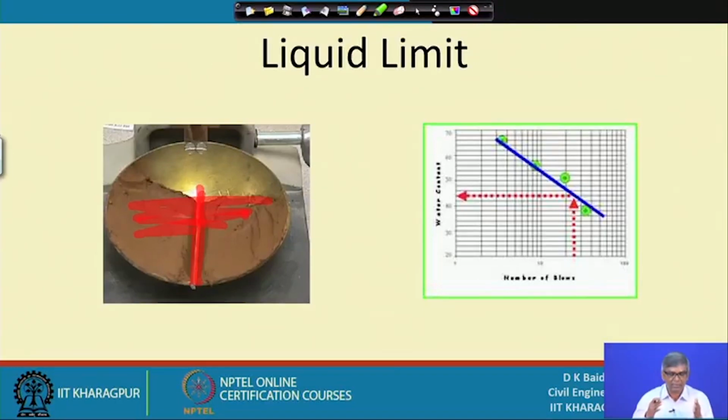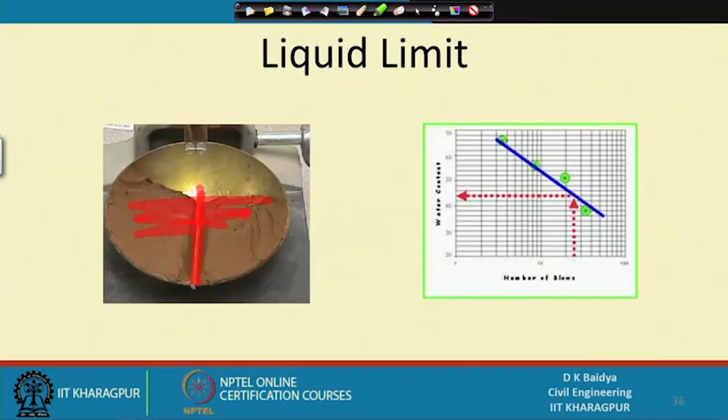And when this sample is ready, then there is a handle. Nowadays of course it is motorized also, through a motor you can do it. By handle you have to rotate, and when you rotate, there is a mechanism by which, with a complete rotation, it will be lifted maximum by 1 centimeter and dropped. So it is lifted like this and dropped onto a particular base. While doing this, the two embankments formed by the grooving tool, when there is impact, those slopes will come closer.